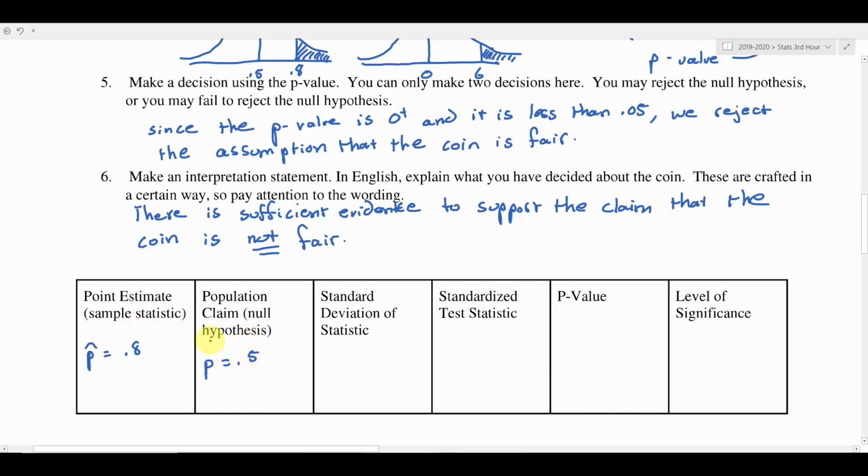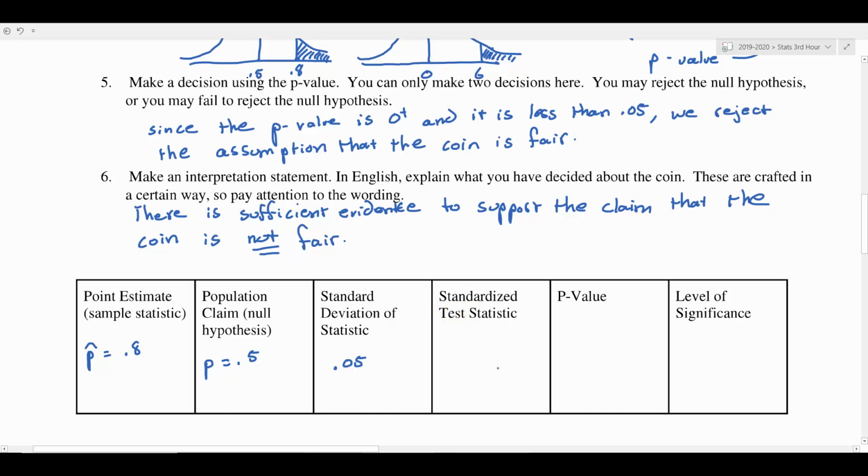So just be careful about what you consider to be the claim. This is not our claim. Our claim was that the coin was not fair. The population claim is that it is. Okay, so be careful with what you consider to be the claim and not the claim. All right. The standard deviation of the statistic, we found that to be 0.05. So this is where we did the square root of p times 1 minus p over 100. So we need to be able to find that piece to do our hypothesis test.